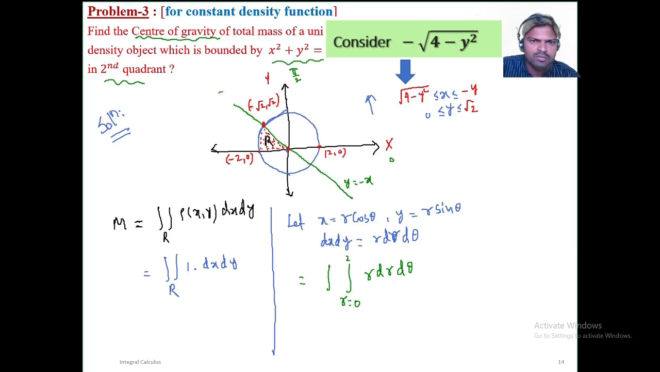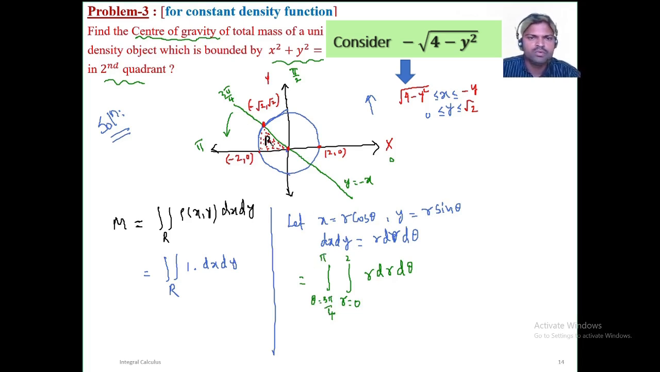How much? 3 pi by 4. So this up to this is 3 pi by 4. 3 pi by 4 plus pi by 4, you will get pi. So now angle is from where to where? 3 pi by 4 to pi. So angle theta is 3 pi by 4 to pi.